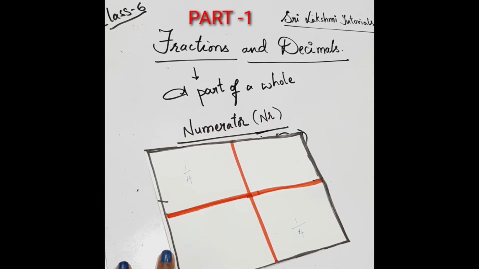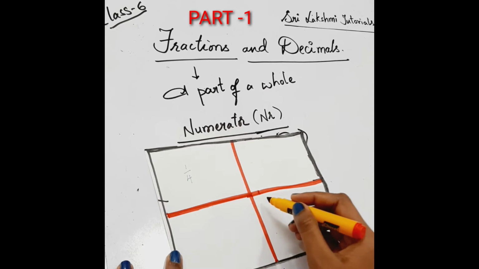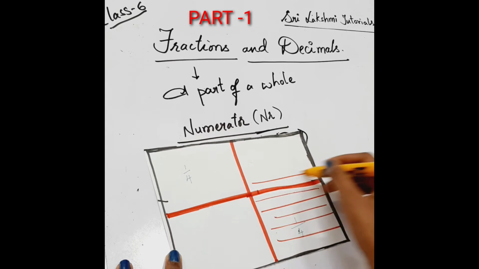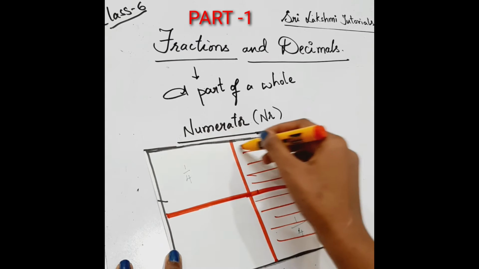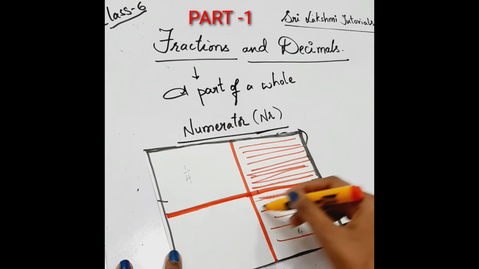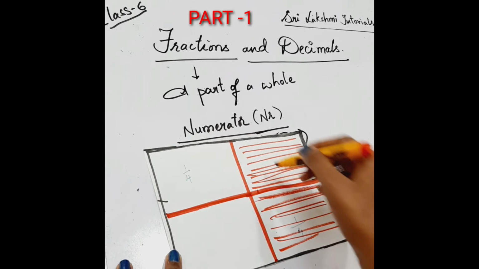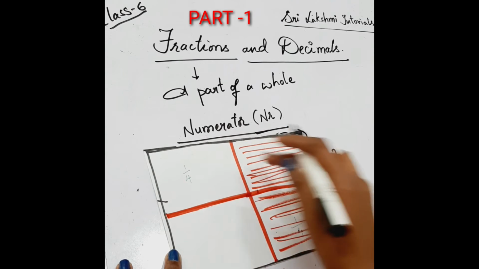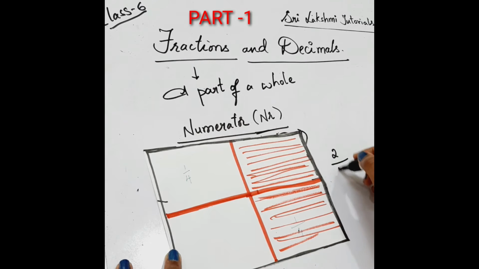Now in this I will shade 2 parts. See now, this part I am shading and another part also I am shading. Now what is the fraction of the shaded parts? Tell me, children. How many parts have I shaded here? 2 parts. So the shaded fraction is 2 parts out of how many parts? Out of 4 parts. 2 by 4.